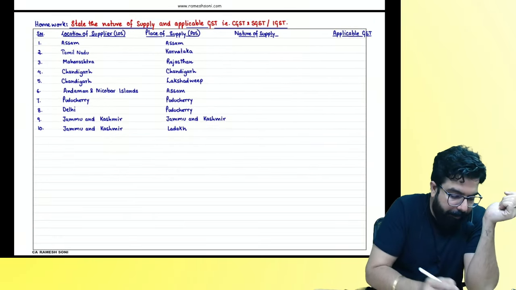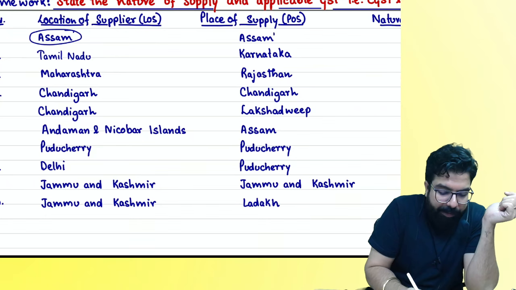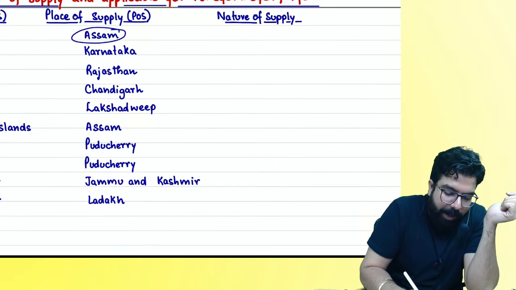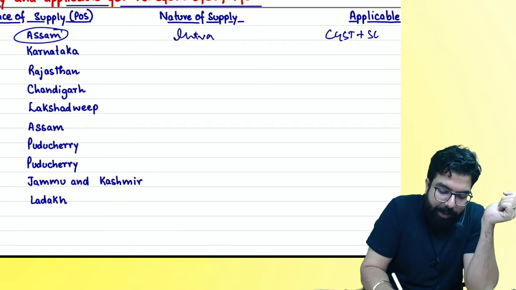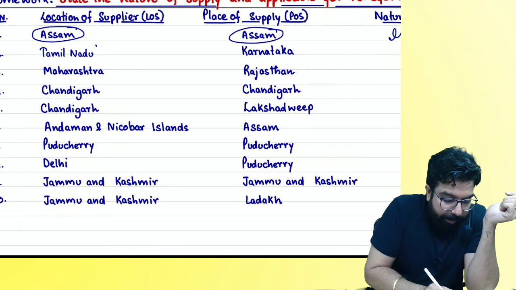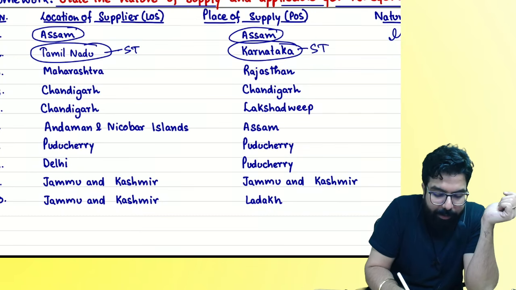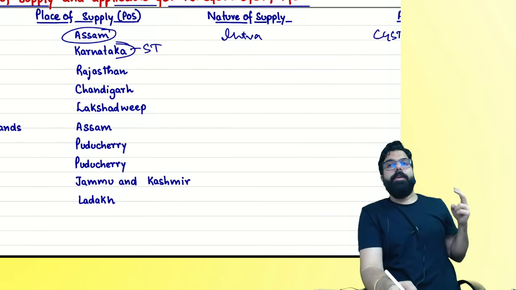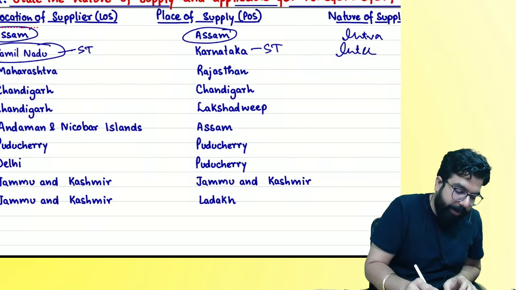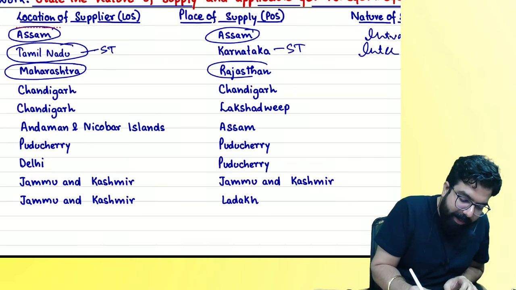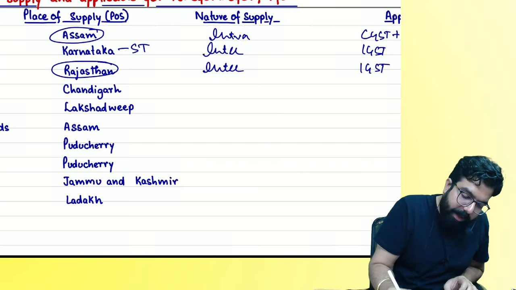Okay, tell me everyone. Assam to Assam. Now you will tell me, same state? Inter or intra? What will you charge? CGST and SGST. Okay. Then, Tamil Nadu to Karnataka. Tamil Nadu is a state. Karnataka is a state. What will you charge? Two different states. Inter. IGST. Next. Maharashtra, Rajasthan. Inter. What will you charge? IGST. Okay.